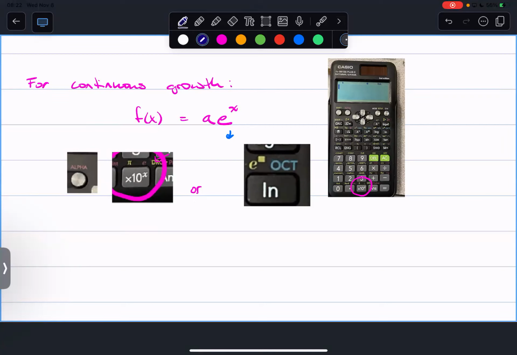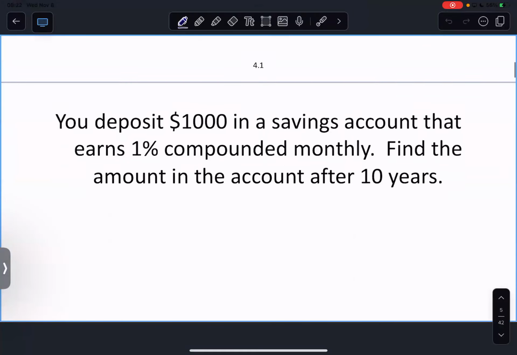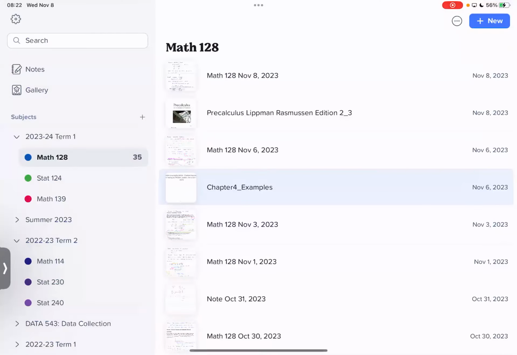So it's our go-to base for a lot of things, right? Especially if we have continuous growth, which we do a lot of the time. Now, how about an example? Okay, we already did that one. How about this one? We did a version of that one, not that exact one.